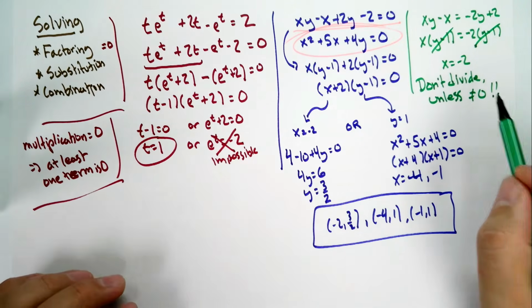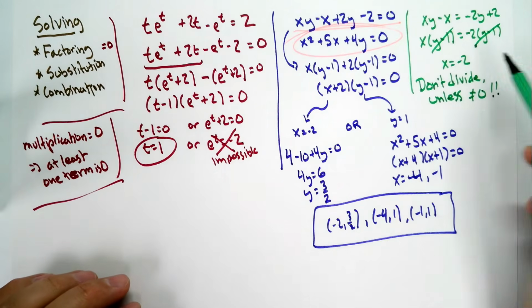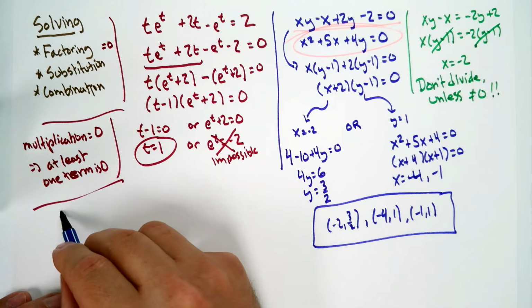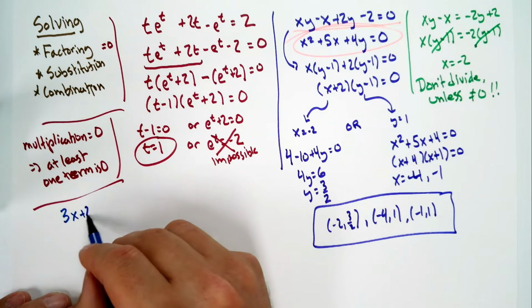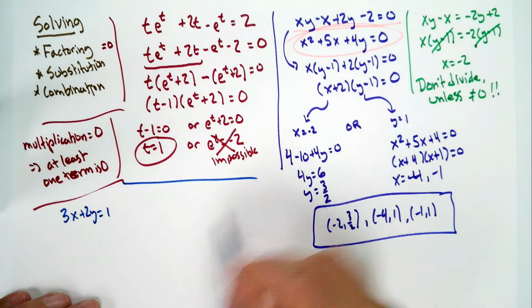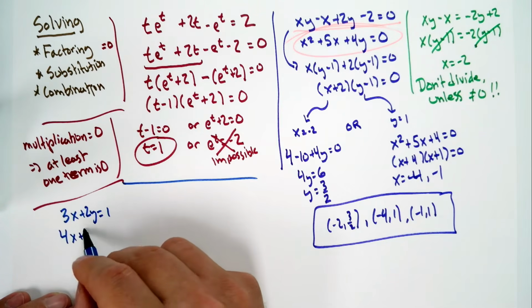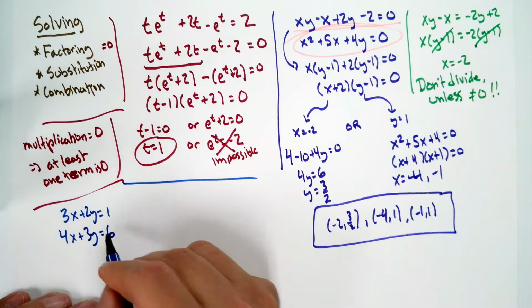But here's the good thing. If you can divide to cancel, you can also bring everything to one side and factor. So cancellation can be replaced by factoring. All right. Well, what's something else we can do? Well, let's try another system. Let me try a different color here. This is blue color. Suppose we have 3x plus 2y equals 1, and also 4x plus 3y equals 6.